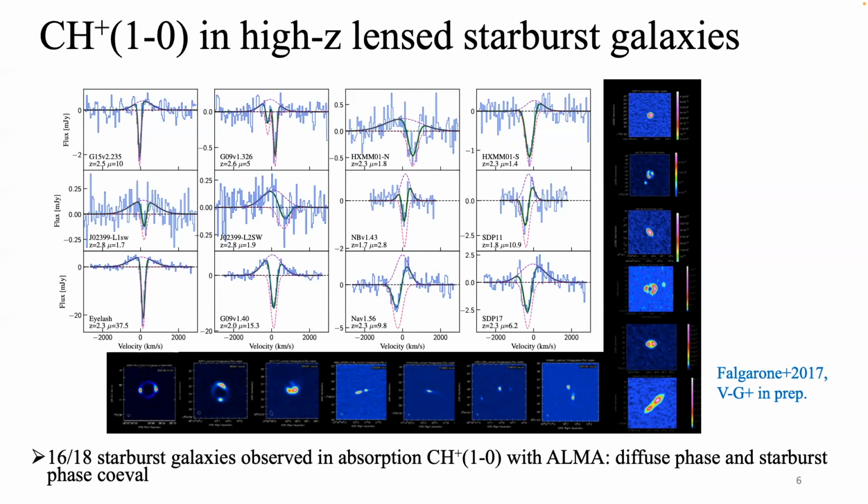And I wanted also to raise the point that in 16 out of the 18 starburst galaxies that we have observed, this line appears in absorption, which is telling us about the coevolution of the diffuse phase and the starburst phase.